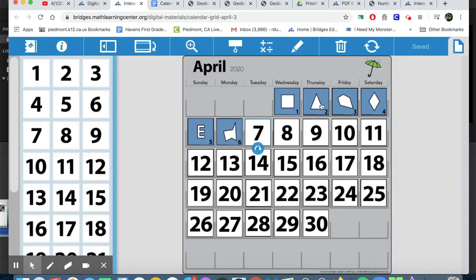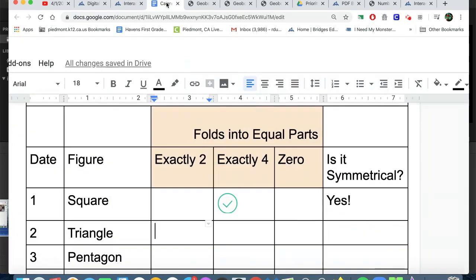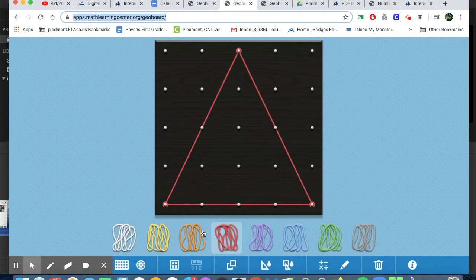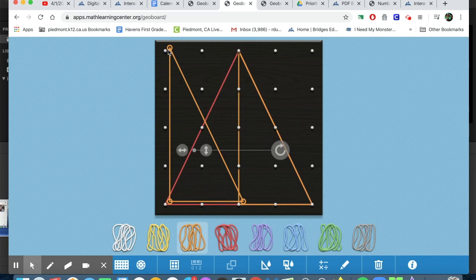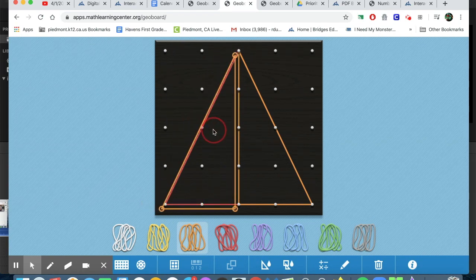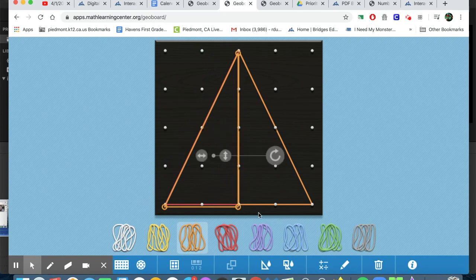Now we're on to the triangle. So here it is. And let's check what it's asking us. Can you fold it into exactly two? We have a triangle, and I'm going to get another rubber band, and I'm going to stretch it to see if it can be divided into two halves. And this is the line of symmetry because this is the part that is smack in the middle of it. And I think if I take this other rubber band, you can just scooch it over. Look, it's exactly the same.